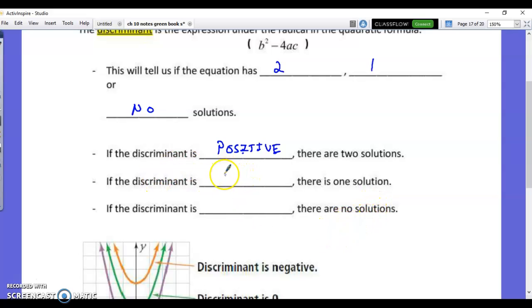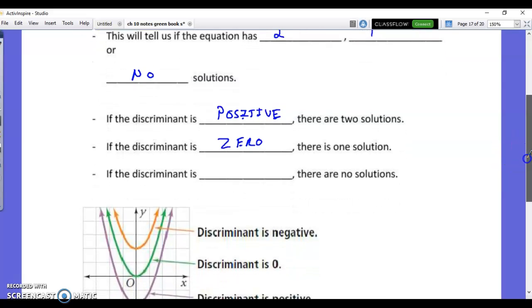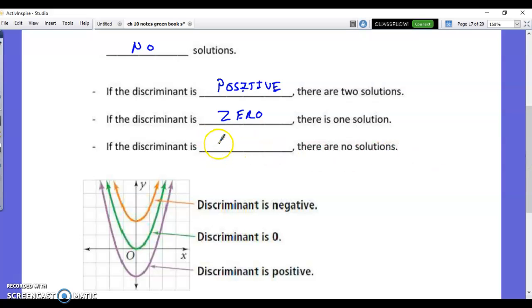If the discriminant is 0, if you do all this work and it comes out to 0, then there's just going to be 1 solution. It's going to touch right at the x-axis. And obviously, if the discriminant is negative, then there are no solutions.